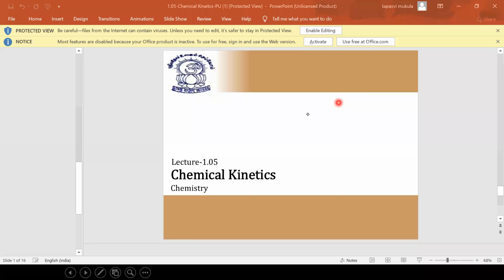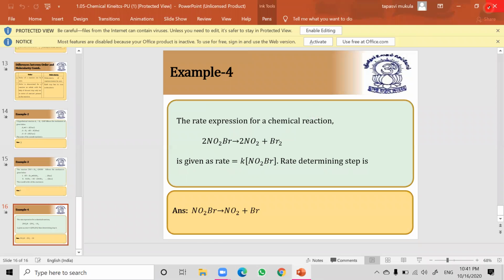Next. This session is very, very important. The rate determining step we have done already. It's very, very important. And I'm closing this session.